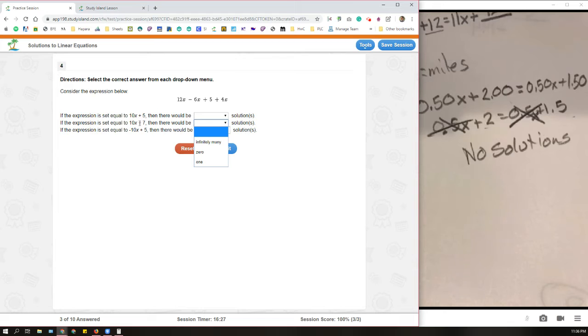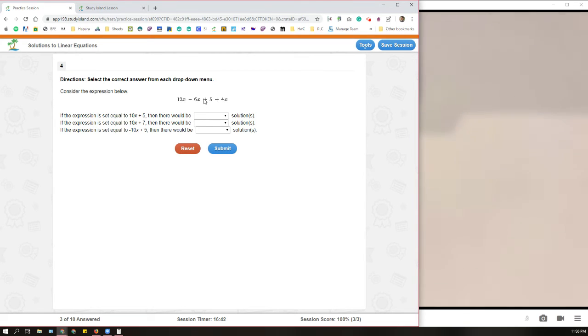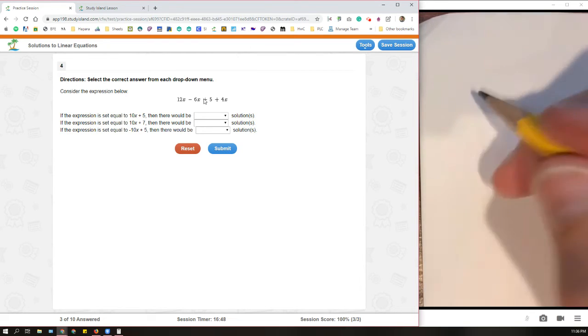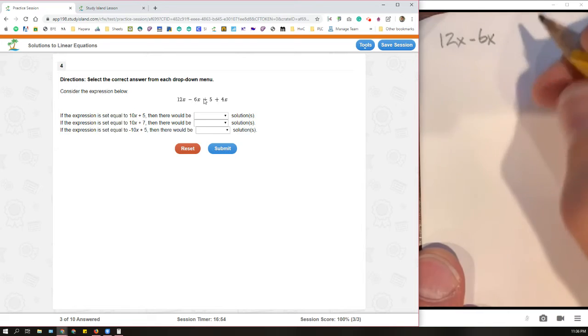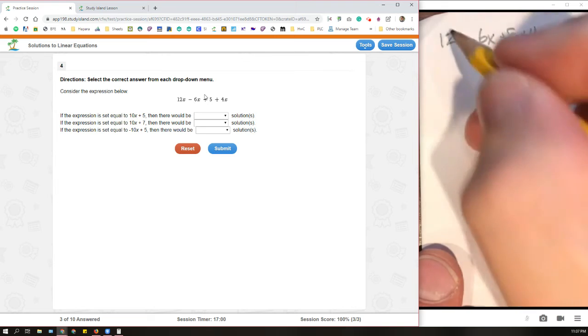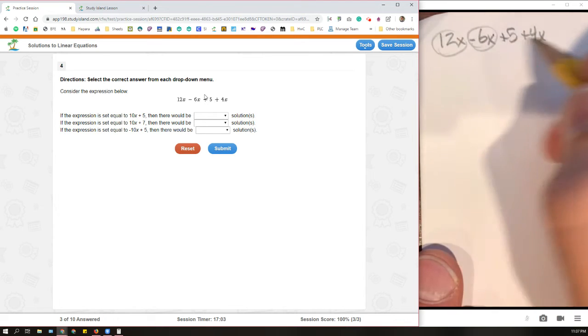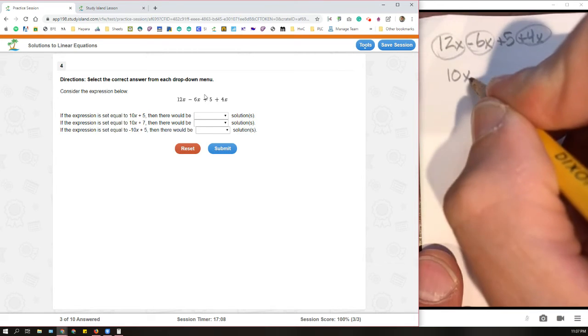And then you're going to get asked the same question for if it was set equal to 10x plus 7, and the same question if it was equal to negative 10x plus 5. So let's go ahead and simplify that expression and see what it looks like. 12x minus 6x plus 5 plus 4x. Well, 12x minus 6x is 6x, and 6x plus 4x is 10x. So this expression simplifies to 10x plus 5.